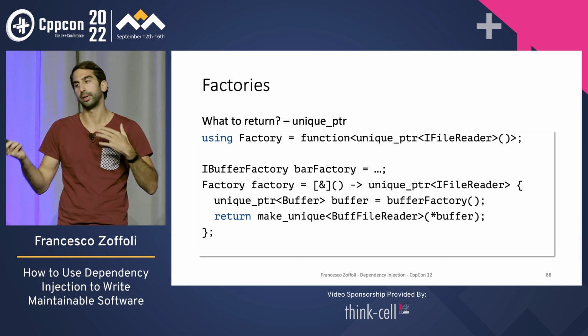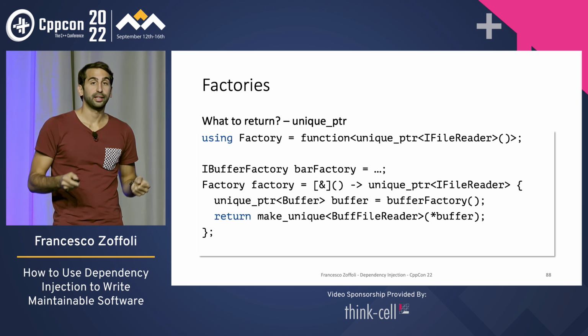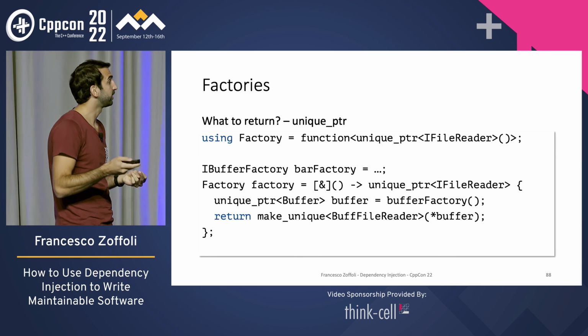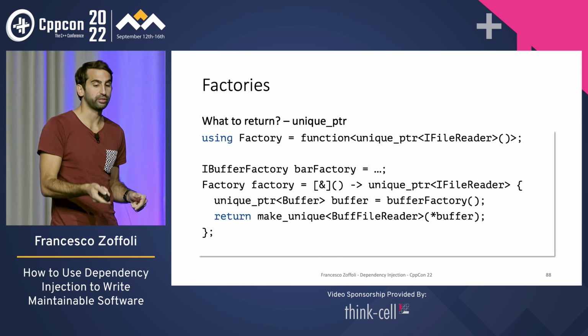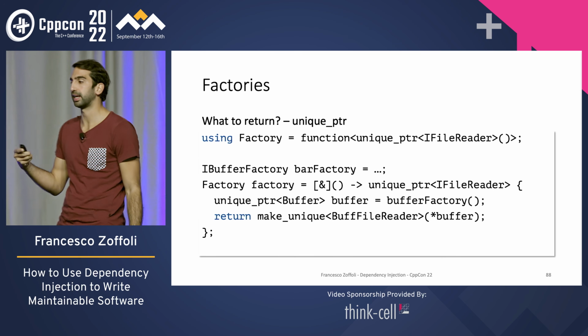It's not super common, but it's also not super rare. So the problem here is that the buffer factory gives us a unique pointer to the buffer. And then, since the buffered file reader takes everything as reference, we are dereferencing, but now we have a dangling reference. How can we fix that?